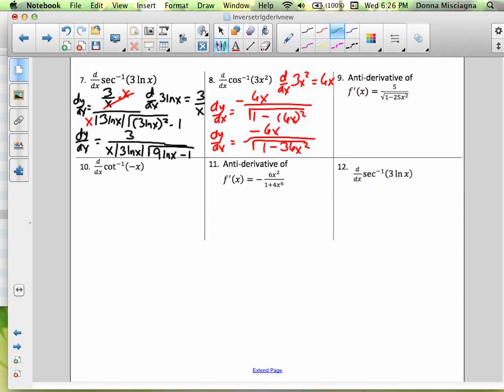Let's do number 10. All right, so this is just like tangent, except it's negative. And we are not going to forget the negative. All right, so we need the derivative, first of all, of the negative x. And of course, that's just negative 1 using the power rule. So guess what? Our negatives are going to cancel out. So we have dy dx equals negative 1 divided by 1 plus negative x all squared. All right, we'll simplify that. So dy dx equals 1 divided by 1 plus x squared.